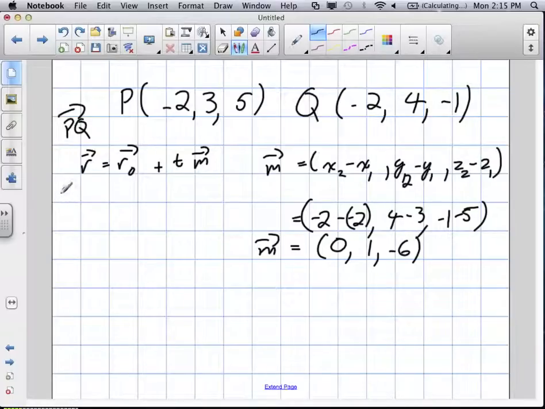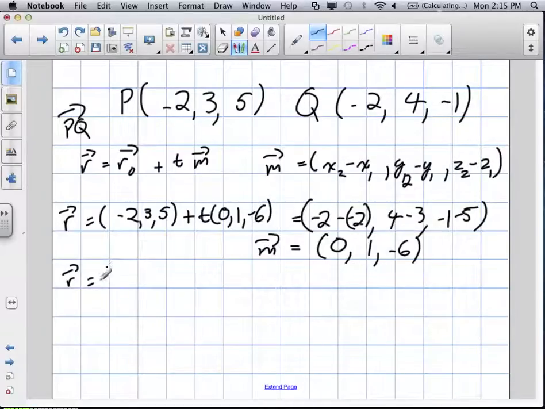Now to put this in vector form, because r0 represents any vector along that line, I can use either equation. My r0 could be negative 2, 3, 5 plus t of 0, 1, negative 6. Or it can be negative 2, 4, negative 1 plus t of 0, 1, negative 6. Both of these are acceptable for the vector form of that question.